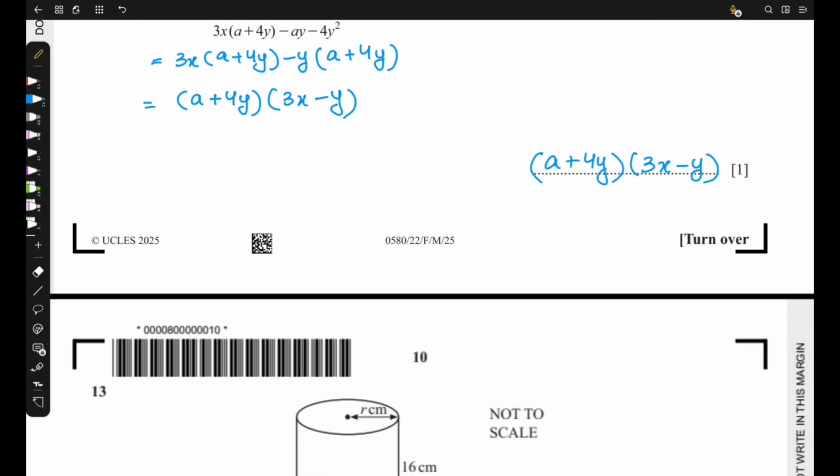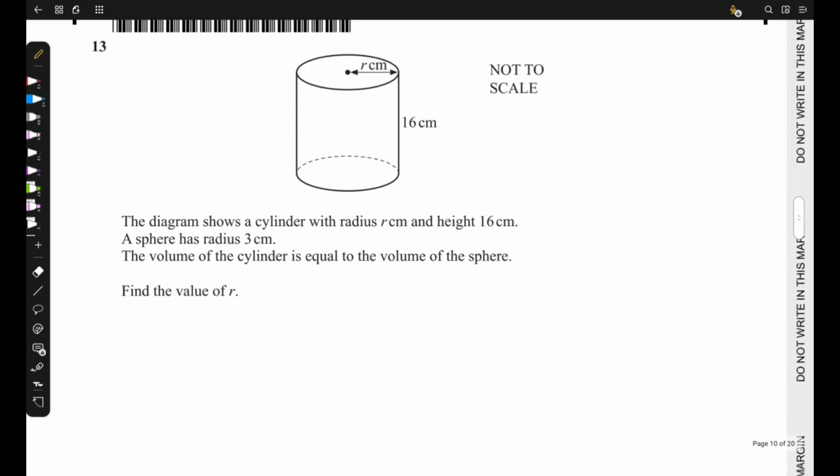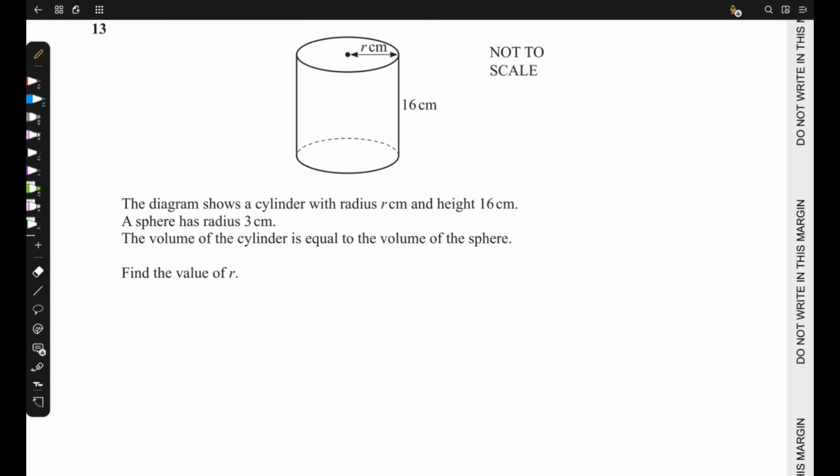Moving on. In question number 13, we have a cylinder. The diagram shows a cylinder with radius r centimeter and height 16 centimeter. A sphere has radius 3 centimeter, which is not drawn over here. The volume of the cylinder is equal to the volume of the sphere.